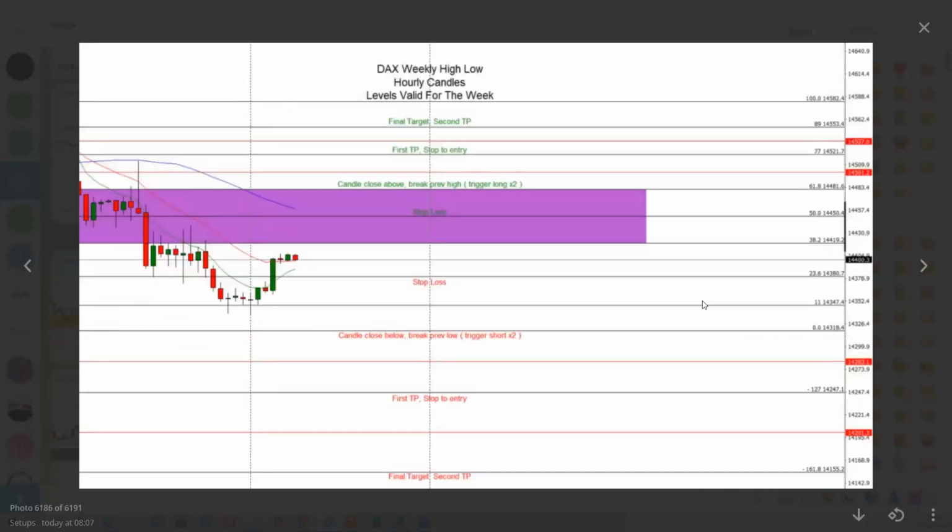On the DAX weekly high low, currently between levels of 23.6 and 38.2. If you look at the moving averages, 50 is above 21, above 8. That's indicating trend is down. So with that, we want a candle close below the 0 level, break previous candle low to aim for the minus 127 first TP, minus 161.8 second TP, stop loss being at 23.6. Remember, guys, same rules apply with the red lines.